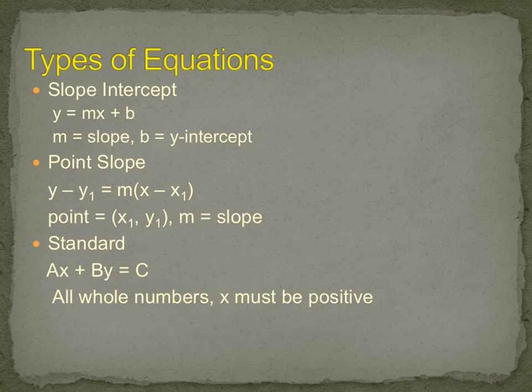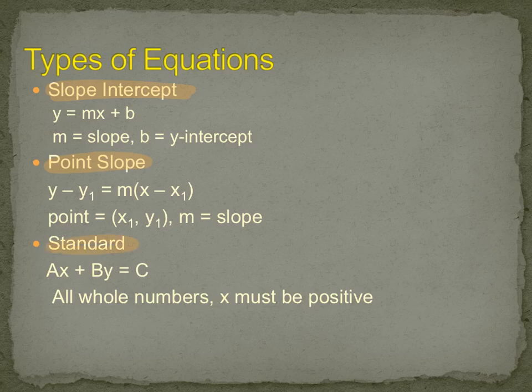There are 3 types of equations of lines. Slope intercept is the first one, probably the most recognizable, which is y equals mx plus b, where m is your slope and b is your y-intercept. Then you get point slope, which is y minus y1 equals m times x minus x1. The point is the x1, the y1, and the slope is the m. In this equation, your x stays your x, your y stays your y, same as the first one.